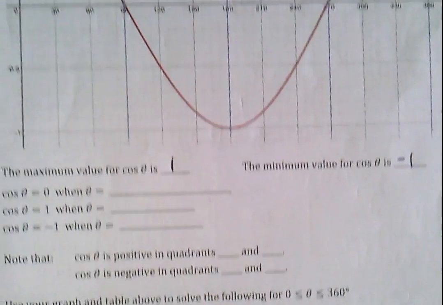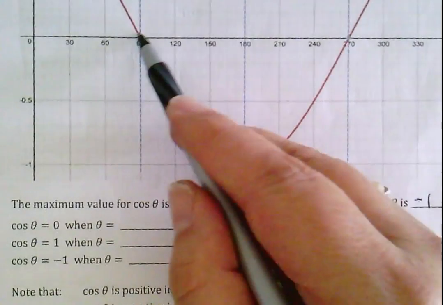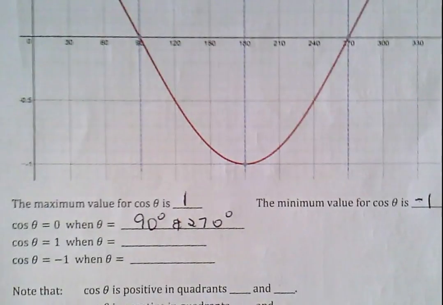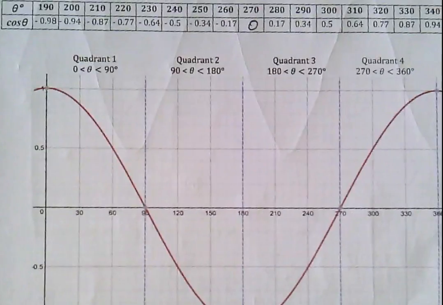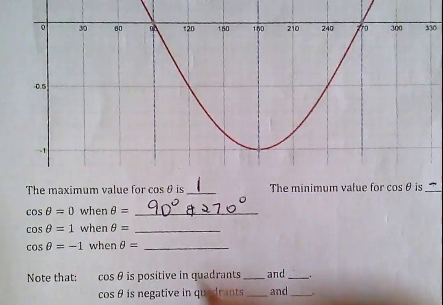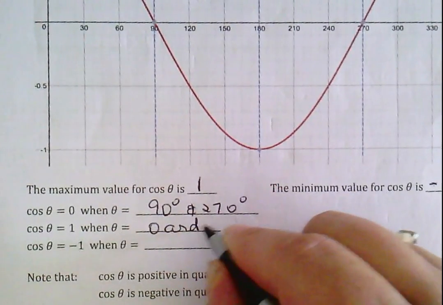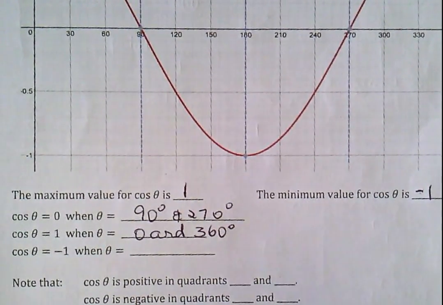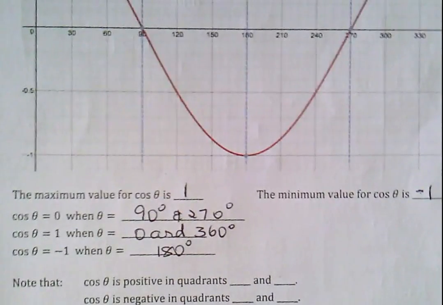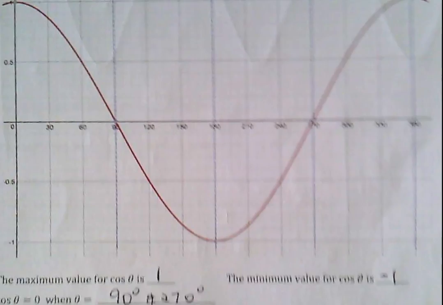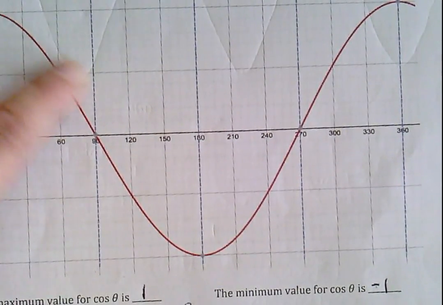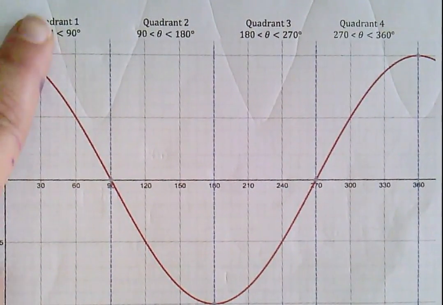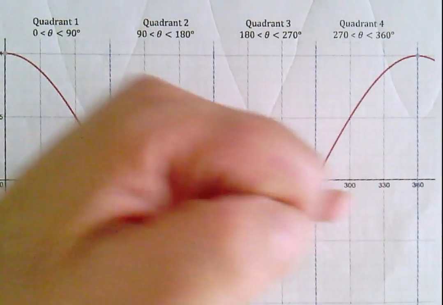When does cos theta equal 0? And 270. When does cos theta equal 1? And 360. And when does cos theta equal -1? At 180. Excellent. Notice that cos theta has positive y values up here for quadrants what and what? Yeah, quadrants 1 and 4, the values are above this line.